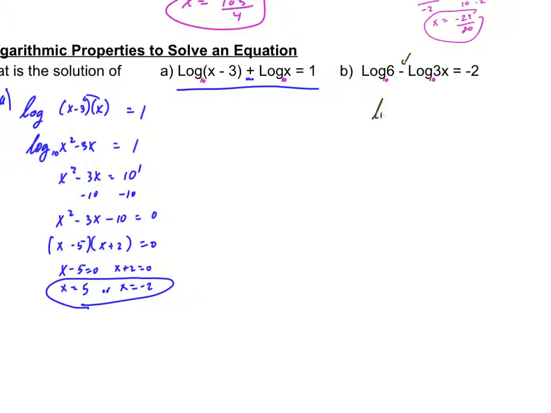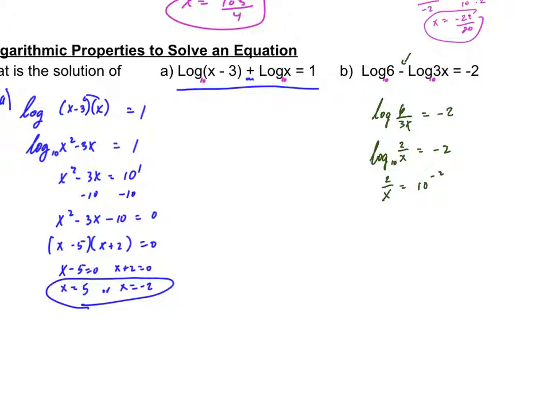And hopefully you've given it a chance, but let's see here. We're going to have the log of 6 over 3x, because of the quotient rule, is equal to negative 2, or the log of 2 over x is equal to negative 2. Now we can go ahead and convert it into an exponential equation, and that would be 2 divided by x is going to be equal to 10 to the negative 2.